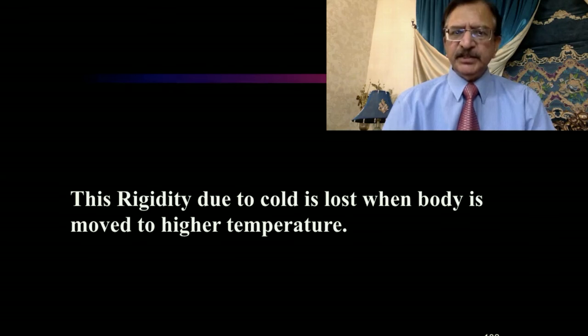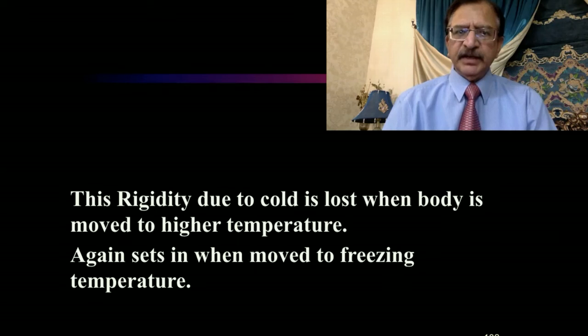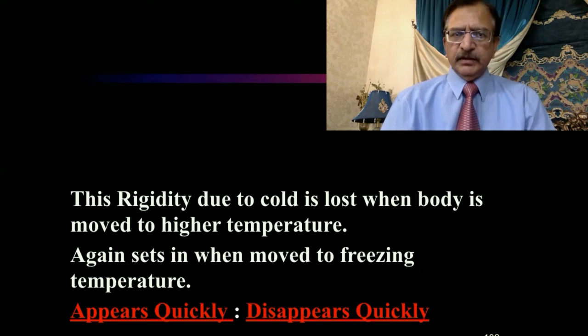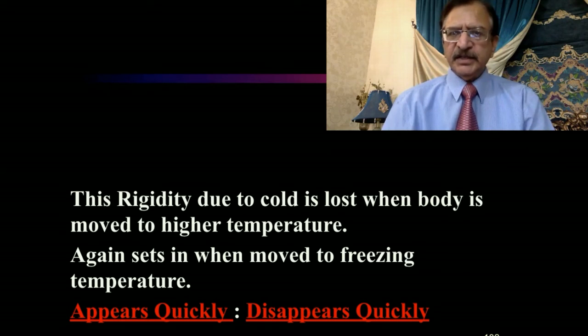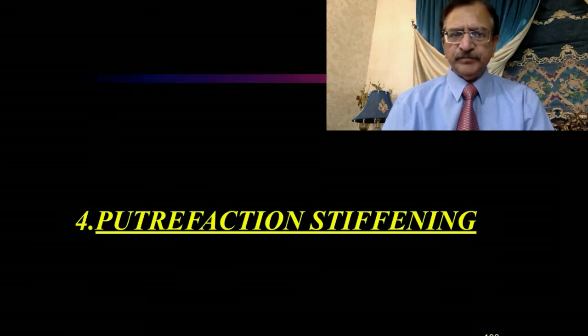This rigidity is due to cold, and it can be lost when the body is put in a higher temperature. The muscles will be relaxed. But again, if you subject the body to low temperature, it will be frozen again. So it appears quickly and disappears quickly because of the temperature. If the temperature is low, it will appear quickly, and if the temperature is raised, it will disappear quickly.